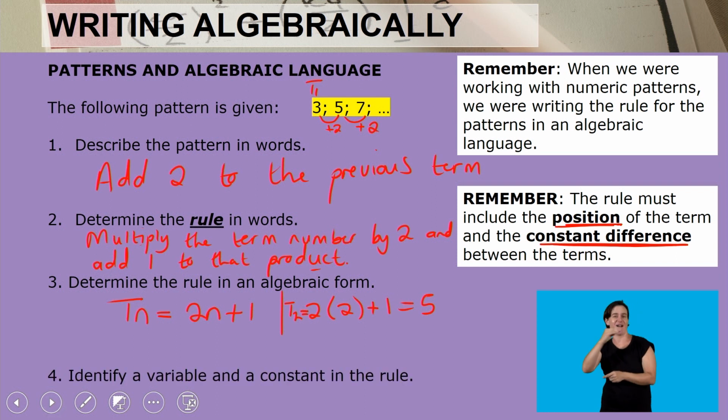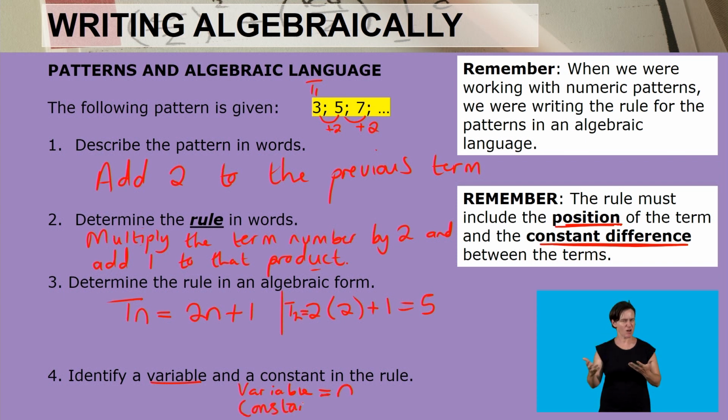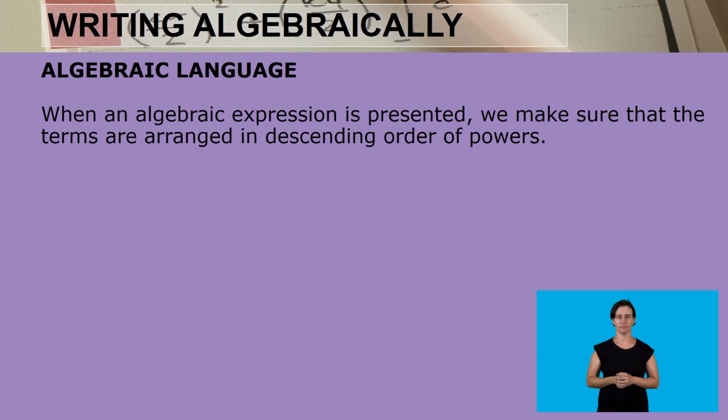Then the last question there says, identify the variable and a constant in that rule. So as we are looking at our rule there in algebraic form, which one is the variable? Yes, the variable is the n. And which one is the constant? Yes, the constant is the 1. So we can see there that the constant there is the 1.